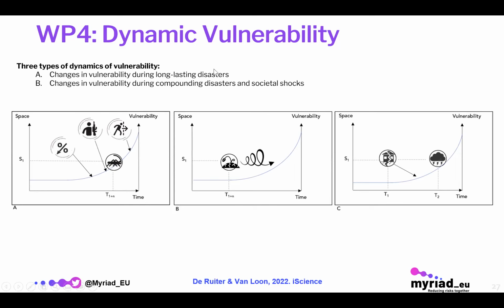Changes due to compounding disasters and more shocks, right? So individual events which can actually lead to changes in vulnerability. And thirdly, these prior risk reduction efforts that can also change vulnerability. So like I talked about before, if you have the houses raised on stilts, it makes you more vulnerable, for example, to earthquakes.